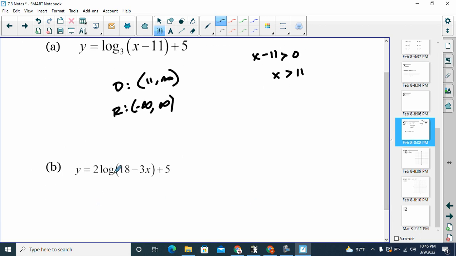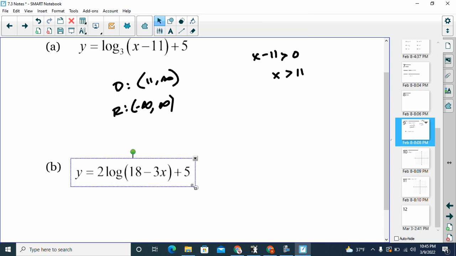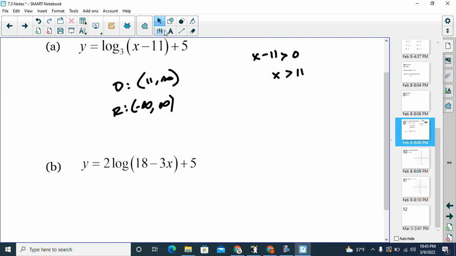Y equals 2 log of 18 minus 3x, plus 5. State the domain and range. Domain, we are going to take what we're taking the logarithm of and say that it has to be greater than 0.